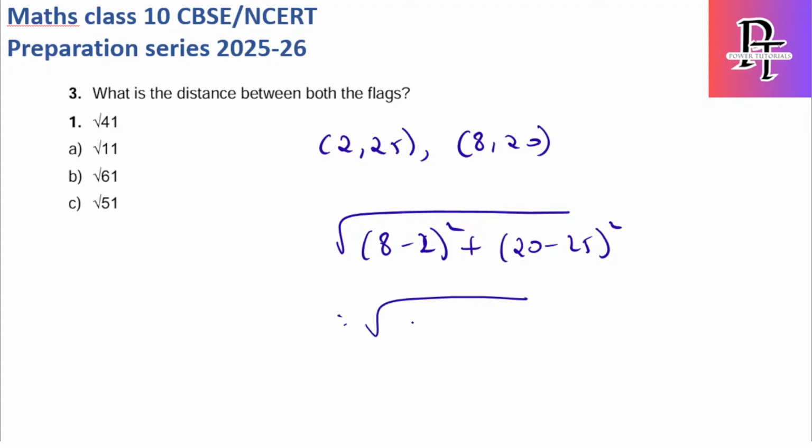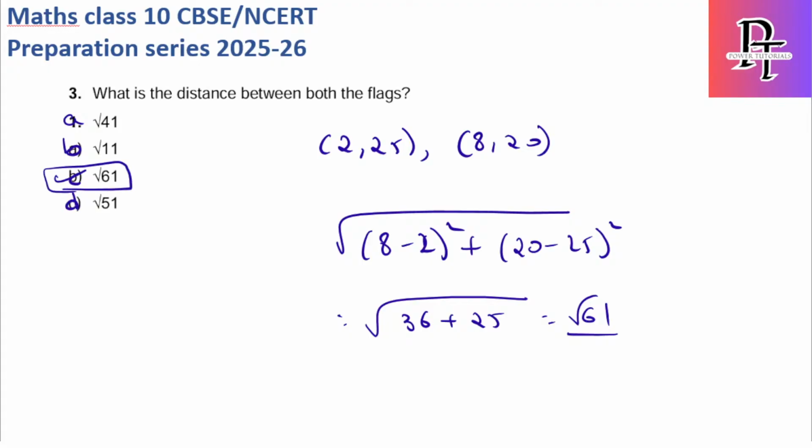What is 8 minus 2? 8 minus 2 is 6, 6 square is 36, 20 minus 25 is minus 5, 5 square is 25. So this becomes root of 61. So B is the right answer. So not B, here the options are different. It is A, B, C and D. So the answer is C, root 61.